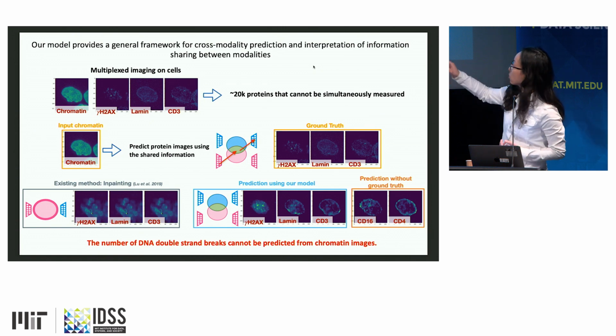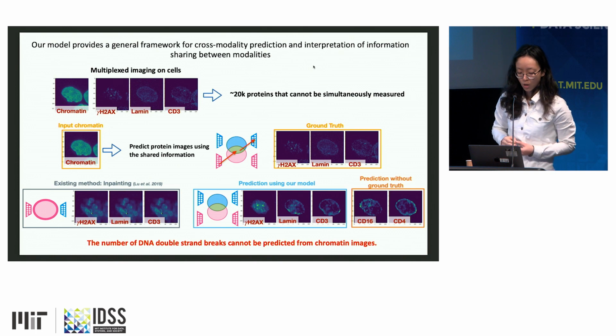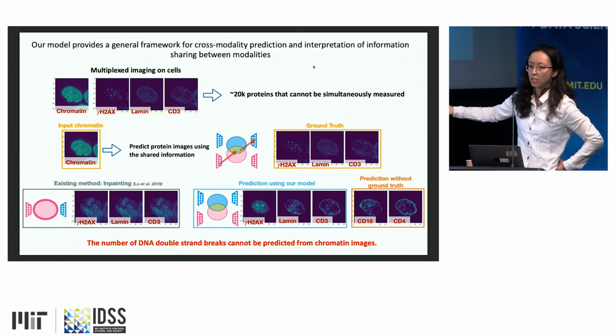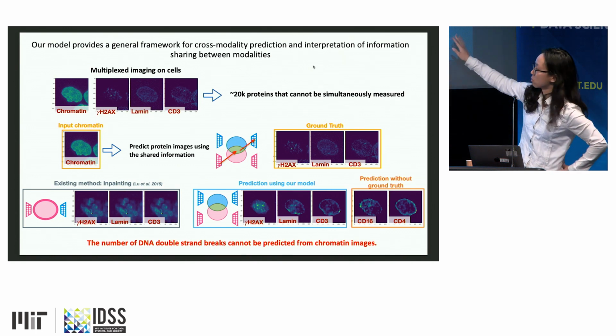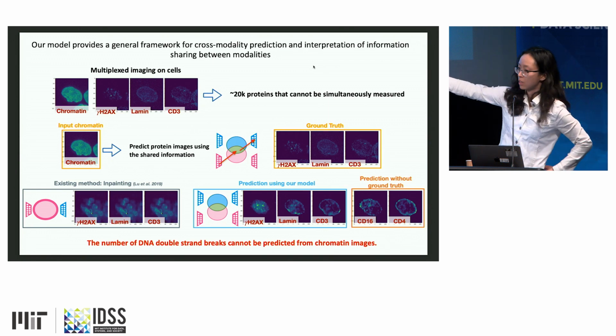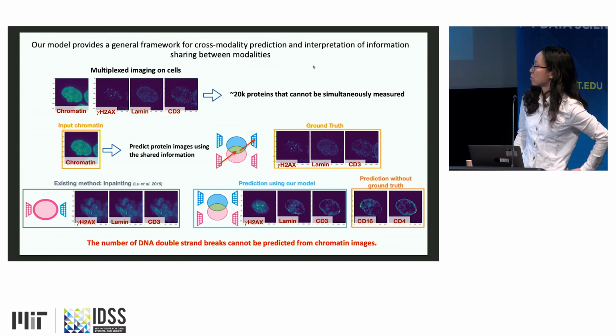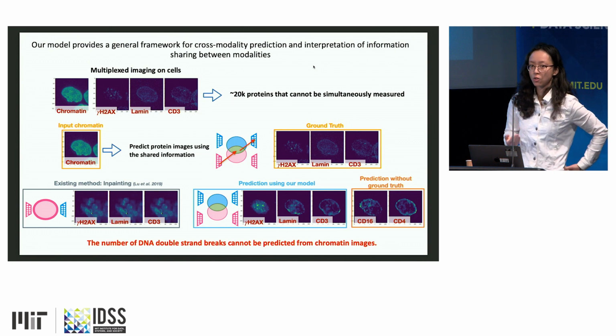And then we have an experiment where we have chromatin images and a couple of proteins as the ground truths. You can see on the bottom right here that the prediction of our model compared to the ground truths is quite accurate. Whereas if you look at an existing model on the bottom left over there, the existing model based on a supervised model of image painting that takes in chromatin images and directly outputs protein images, the existing model completely failed this task.